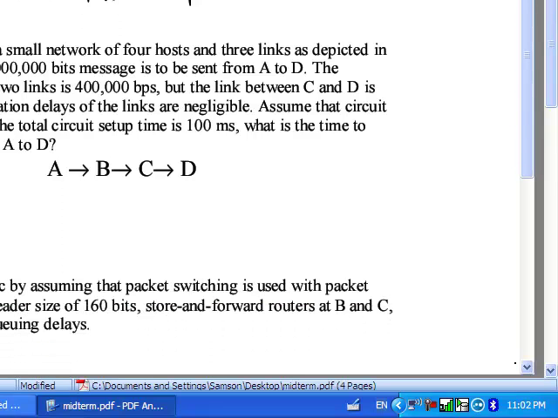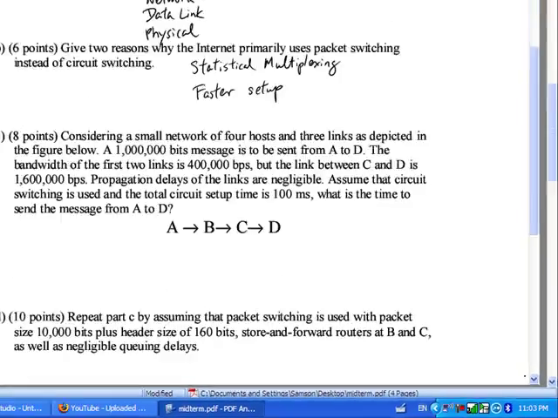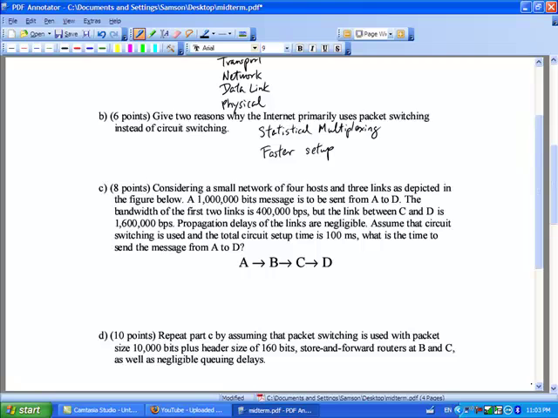Part C, consider a small network of 4 hosts and 3 links, as depicted in the figure below. A 1 megabit message is to be sent from A to D. The bandwidth of the first 2 links is 400 kilobits per second, so the link between C and D is 1.6 megabits per second. Propagation delays of the links are negligible. Assume that circuit switching is used and the total circuit setup time is 100 milliseconds. What is the time to send the message from A to D?